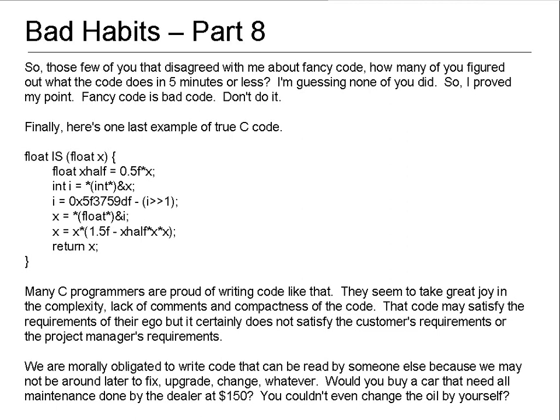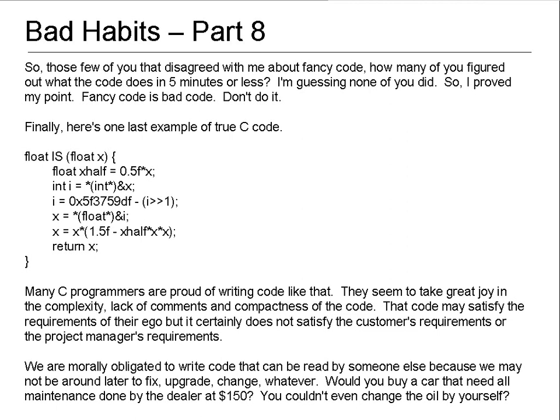Finally, here's one last example of true C code that I found out on the internet. It actually does something useful. I know what it does only because I looked it up. If you'd asked me what that code did, I couldn't have told you. I mean, that to me is just crazy. Now, many C programmers are proud of writing code like that. They seem to take great joy in the complexity, lack of comments, and compactness of the code.